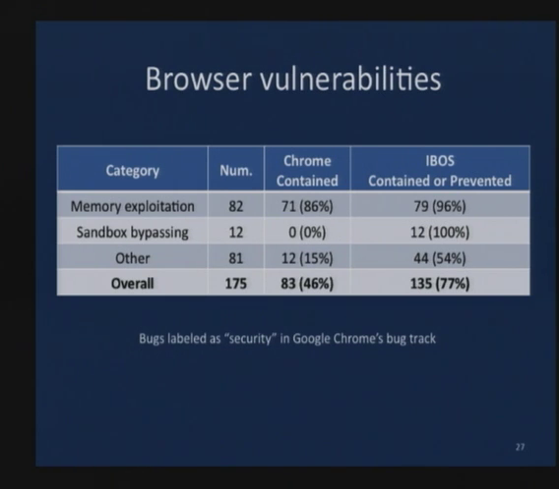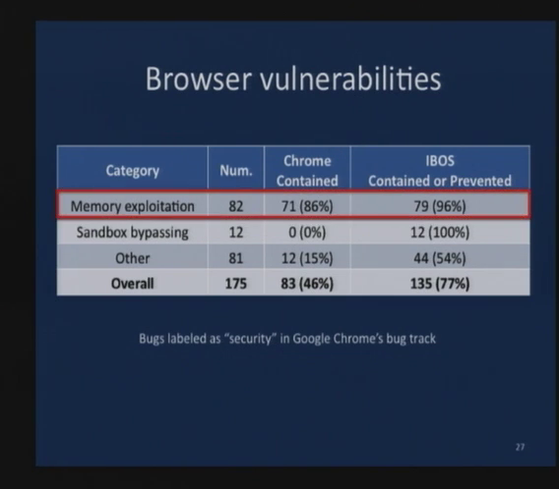And the reason we wanted to look at Chrome is because our opinion is that, for the commercial browsers that are out there, Chrome has the best architecture for security. So we wanted to see if our architecture for our browser could improve on that. Up at the top, we have a category that we call memory exploitation. This basically means you've got a buffer overflow, and we're going to assume that attackers can execute arbitrary instructions.